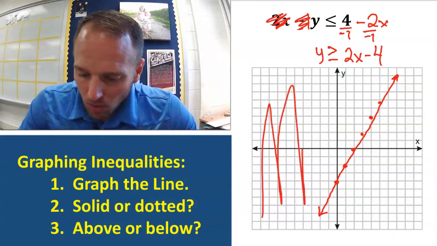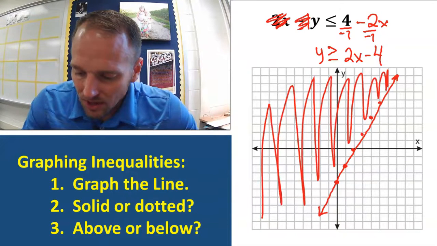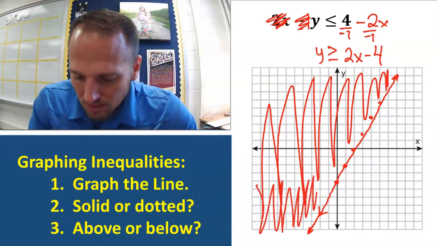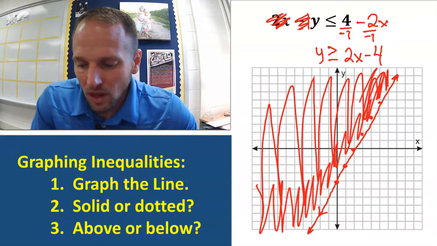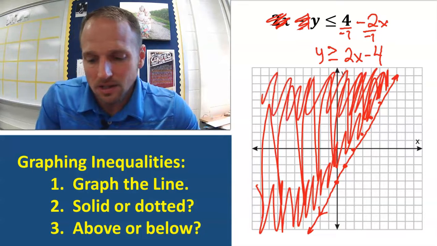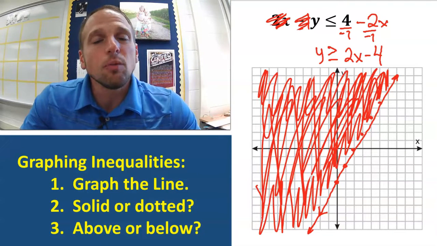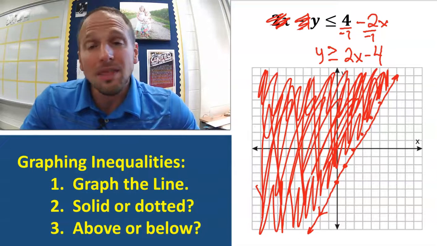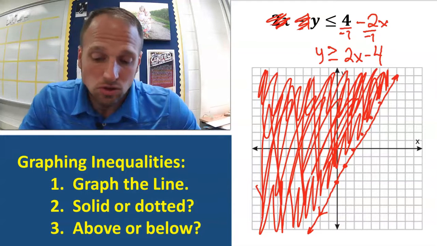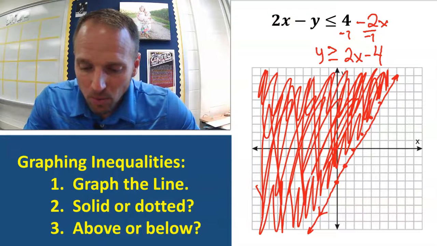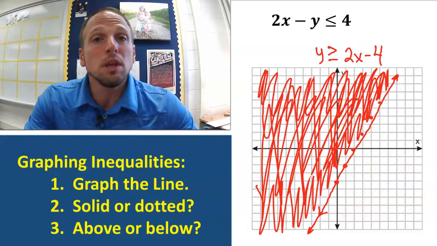So remember, all the steps, every single time, the steps are the same. Draw the line, decide whether it's solid or dotted, and then decide whether you shade above or below. And remember, anything in the shading is a part of the solution. Any ordered pair that I put in that red part is going to make our original equation up here be true.